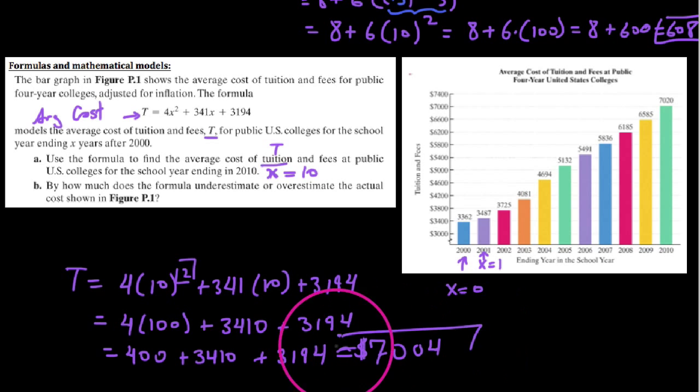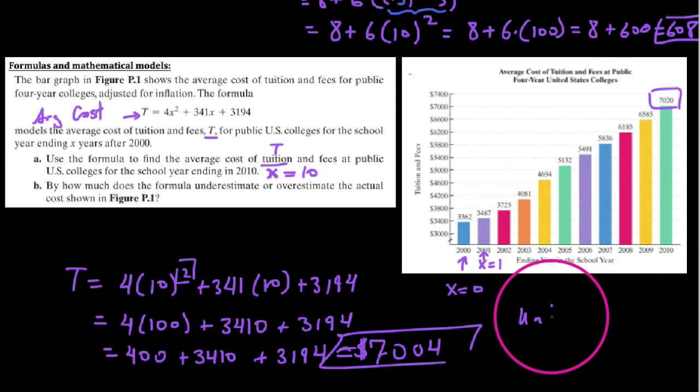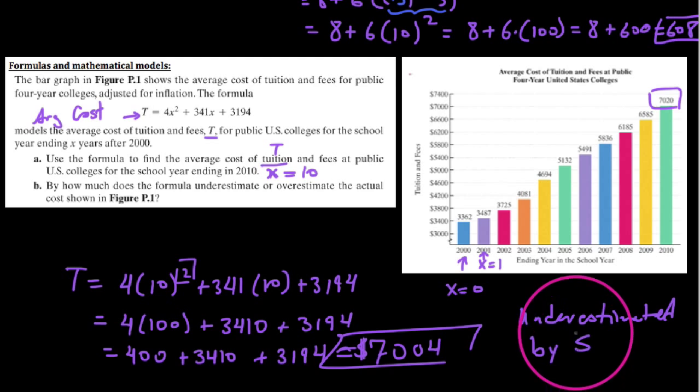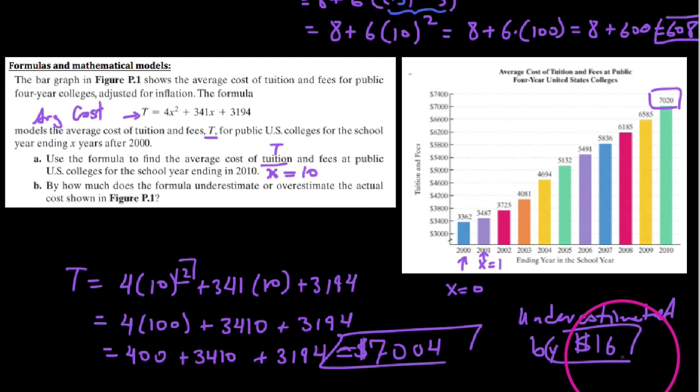So one thing I want to do is follow up with this. It says, by how much does the formula underestimate or overestimate the actual cost? Well, we can see here that in 2010 the actual cost was $7,020. So it underestimated by, it seems, $16. So that's why we just refer to it as a model.